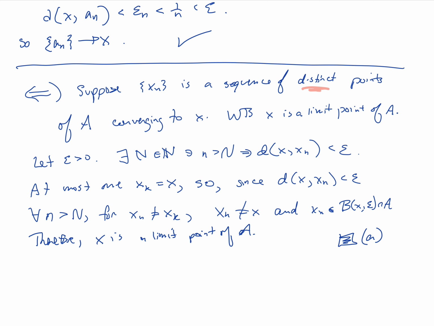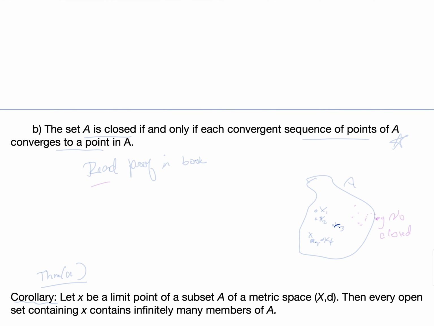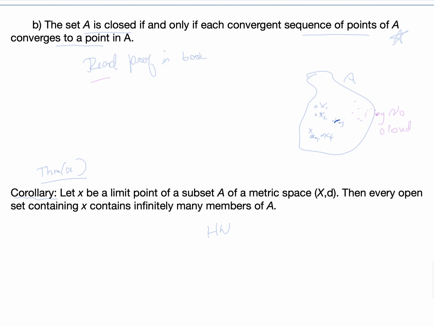Now let's look at part B of this theorem. A set A is closed if and only if every convergent sequence of points of A converges to a point in A. This is something I would like you to know. I would like you to read over this proof in our book. If you want, I would encourage you to think about the definitions and theorems that we have before, and maybe just do a quick sketch of this proof.